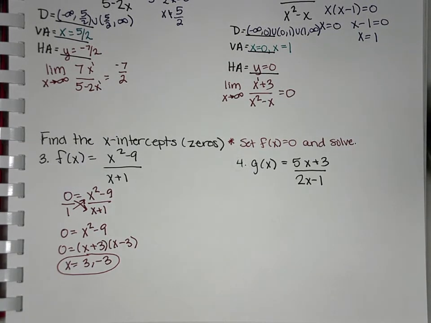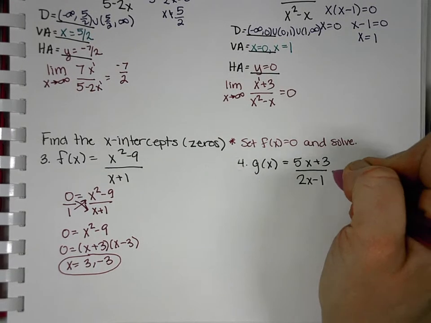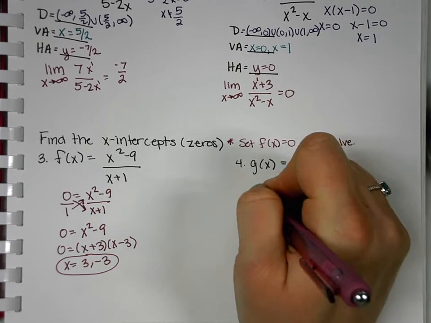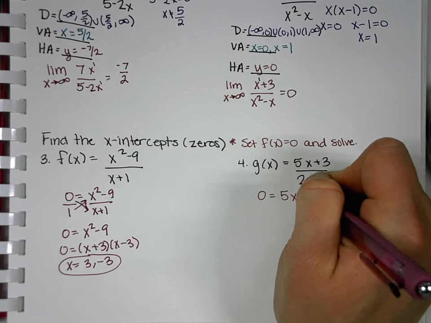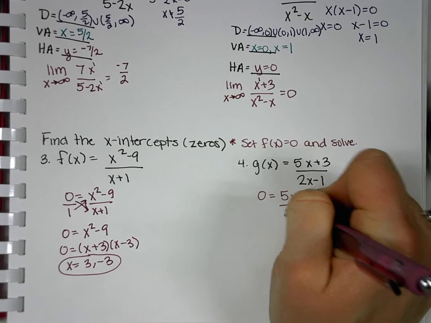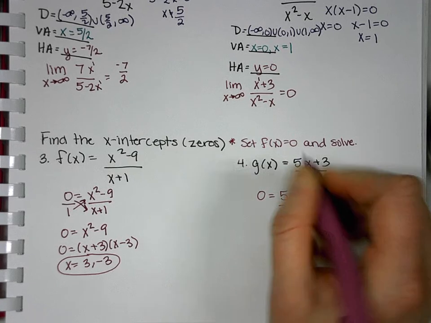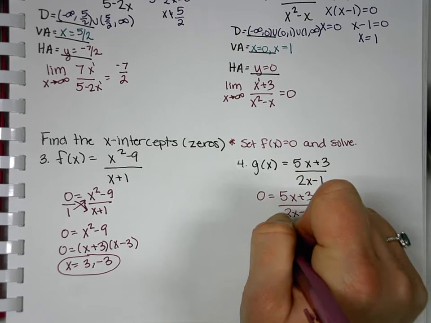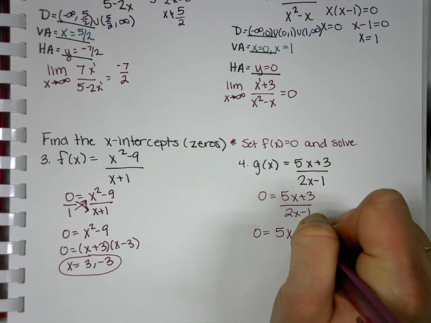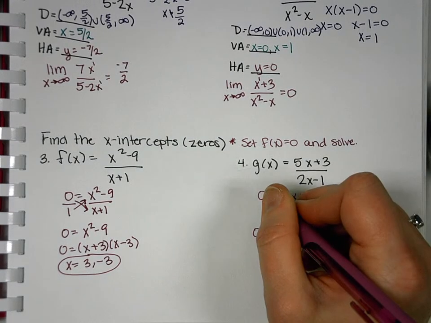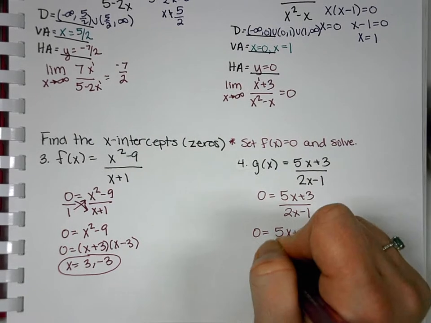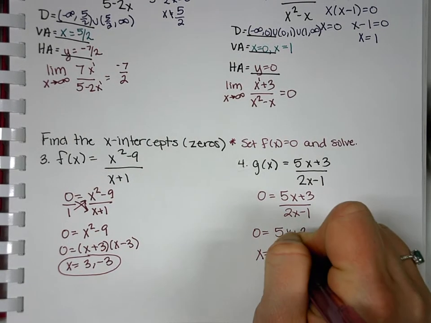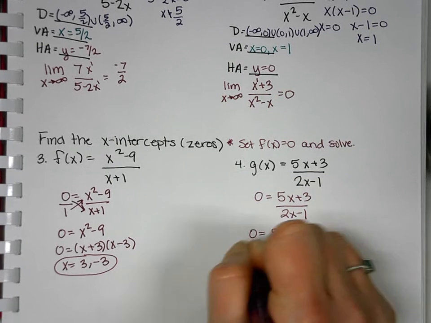So let's do number 4, and then like I said, I have another one in class that I want to do with you. So because it's just a fraction, when we plug 0 in for g of x, I can go ahead and jump straight to 0 equals 5x plus 3, because if I were to multiply 0 times my denominator, I'm going to get 0. So when I solve here, I'll get negative 3 over 5, so that would be my x-intercept.